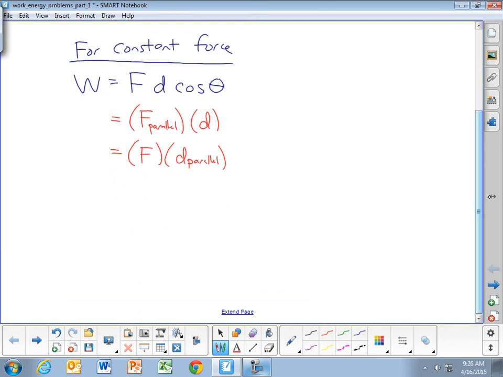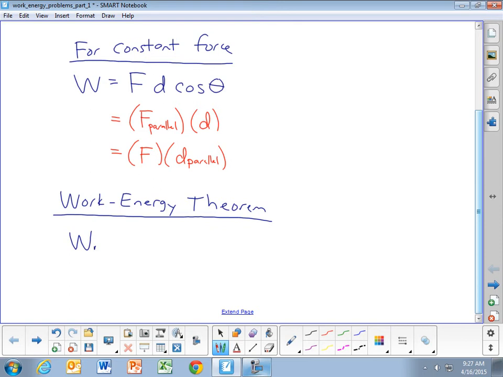Again, the final thing, the work-energy theorem. You'll also sometimes see this called the work-kinetic energy theorem, or sometimes the work-energy principle. And this says that the net work done on an object equals the change in kinetic energy of an object. The change is the final minus the initial.